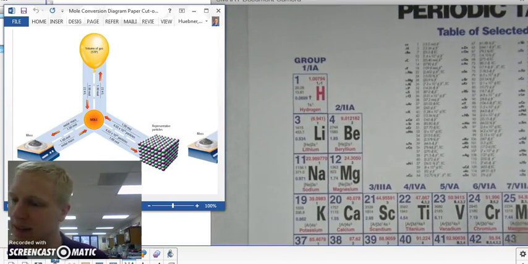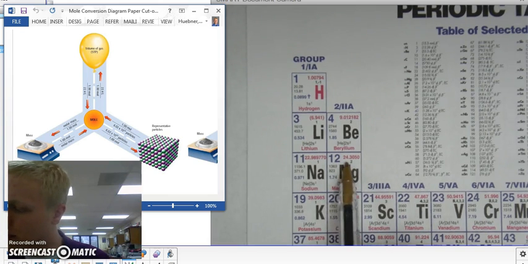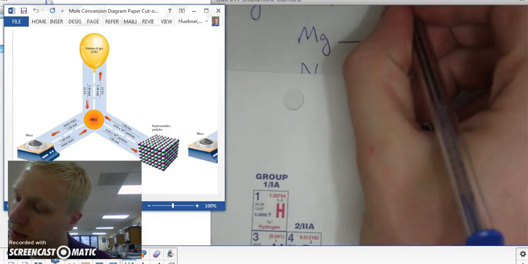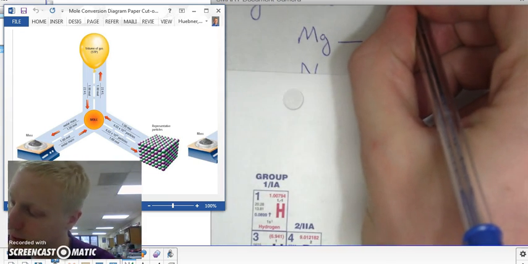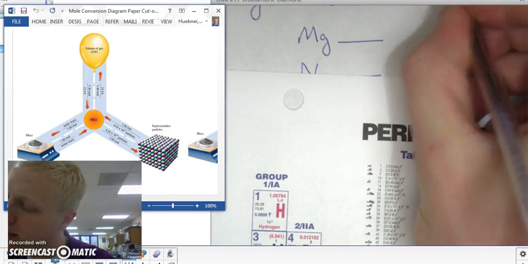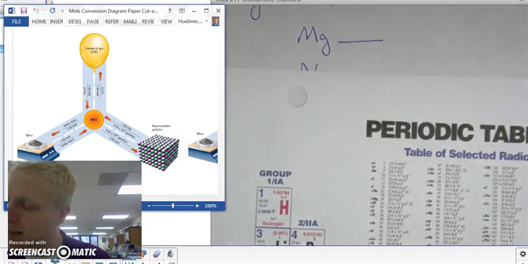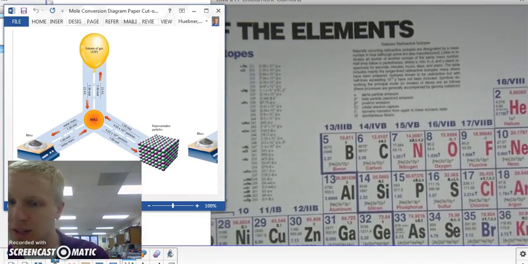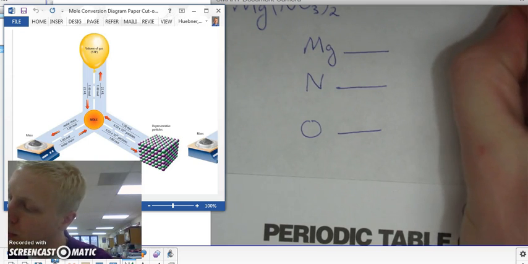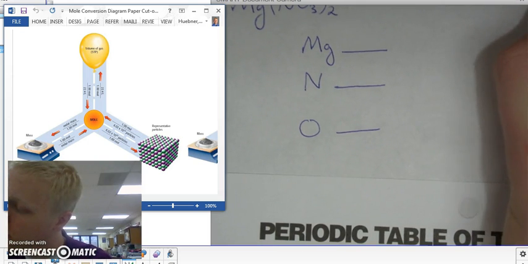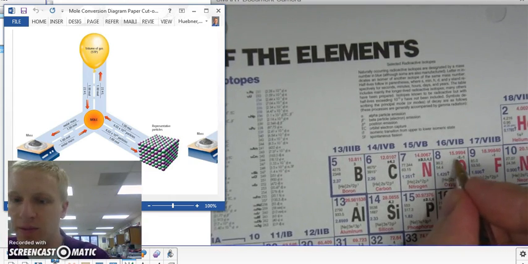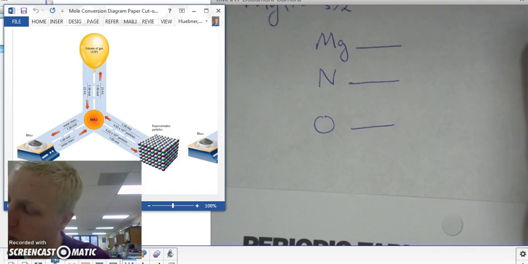We've got magnesium is 24.3. We always want to round to the nearest tenth. We're dealing with atomic mass units. So what did I say? 24.3. And I'm going to add my nitrogen, which, looking at nitrogen, is 14.0, plus my oxygen, which is 15.99, which rounds to 16.0.